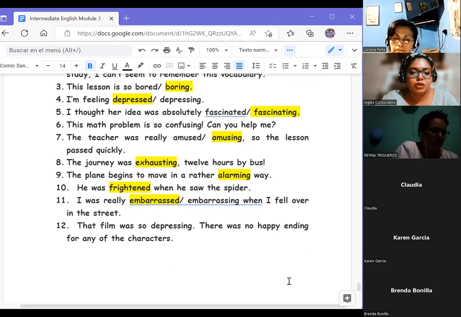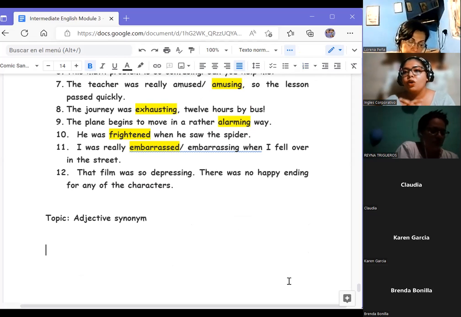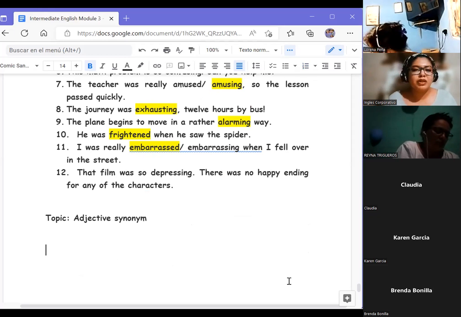So let me say to this new topic. Adjective synonym. We are going to create a list of adjectives with different words that we can use for the same purpose. And then we are going to see a long list. In this case, we are going to use the more common adjectives with different names, and then we are going to have another list. We are going to have like two lists for the adjective synonym.